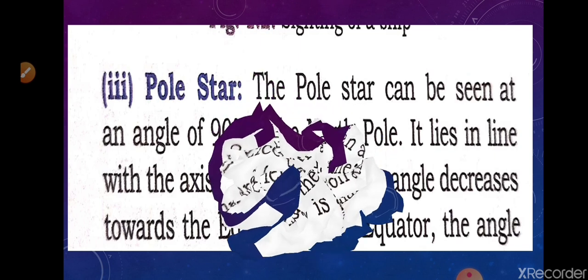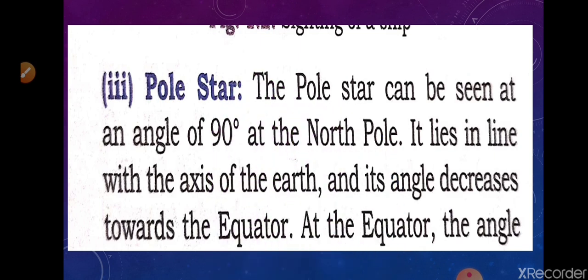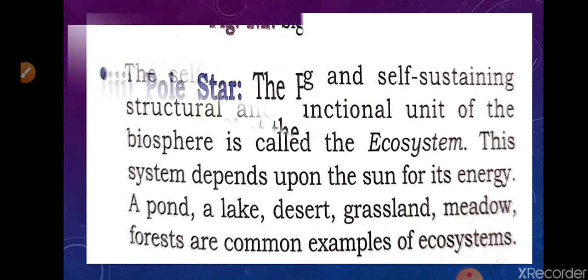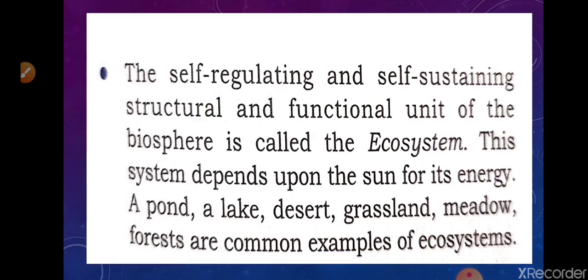Now second part, the pole star. So pole star can be seen at the angle of 90 degrees at the north pole, and it lies in line with the axis of earth, and the angle decreases towards the equator. That's why we can say it proves that the earth is round in shape till the equator.